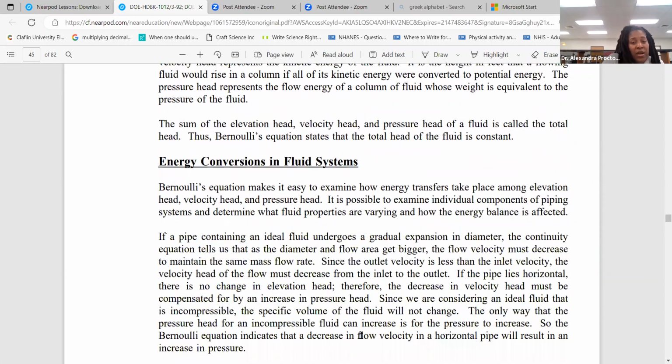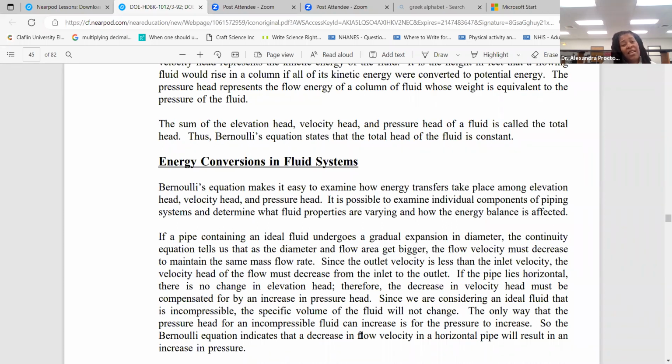So Bernoulli's equation makes it easy to examine how energy transfer takes place among elevation head, velocity head, and pressure head. And it's possible to examine these individual components of piping systems and determine what fluid properties are varying and how much the energy balance is affected.